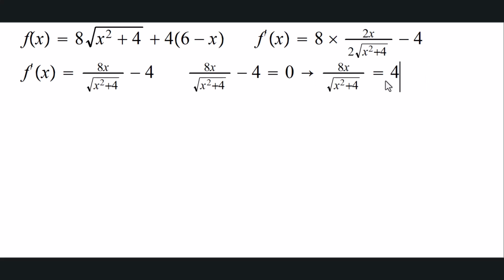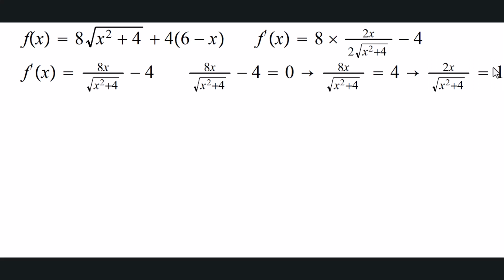Now we can divide both sides by 4, and then what that will produce is simply this. If we divide both sides by 4, we get how much? 2x, because 8 divided by 4 is 2, and that equals 1. Then let's further simplify this here.